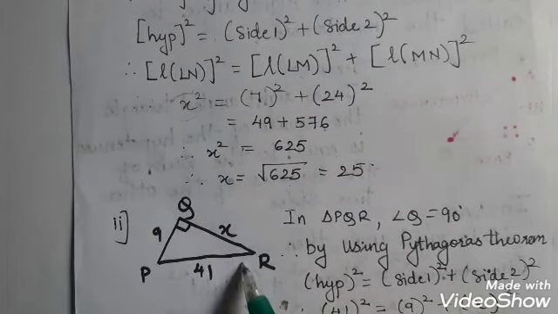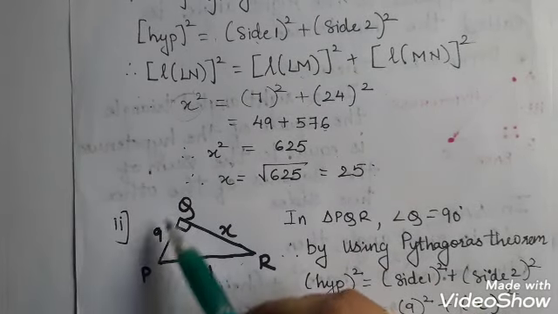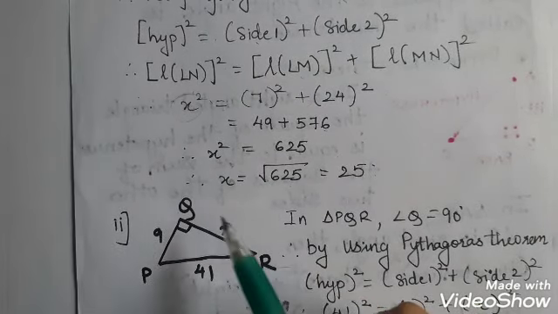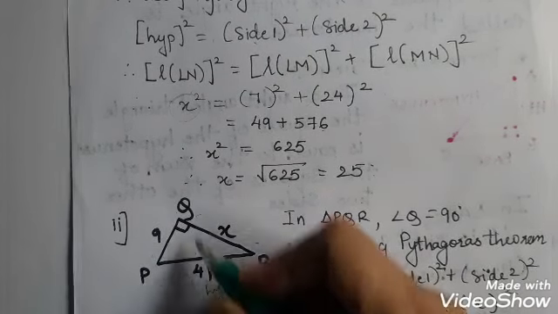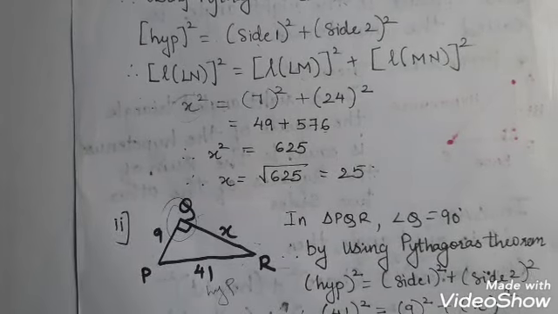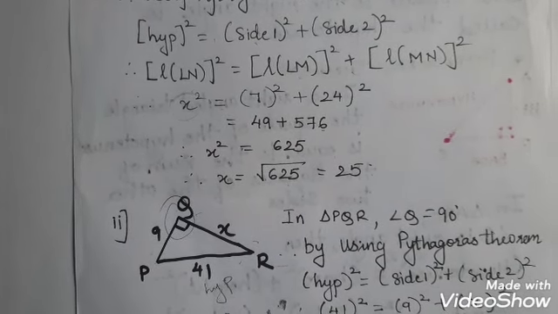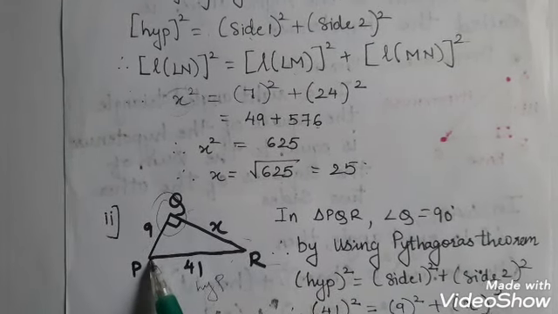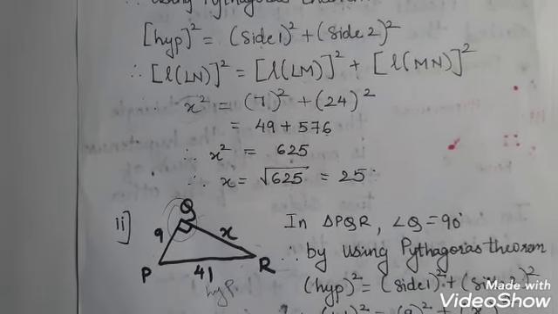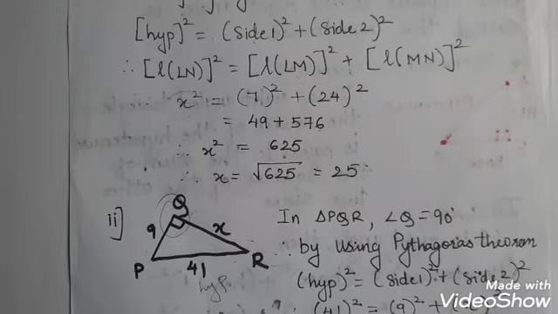In triangle PQR, PQ is 9, PR is 41, find QR. Now this is a hypotenuse side because angle Q is 90 degrees. Angle Q is a right angle, so the side opposite to the right angle is the hypotenuse. The side opposite to the right angle is side PR. So PR is the hypotenuse.